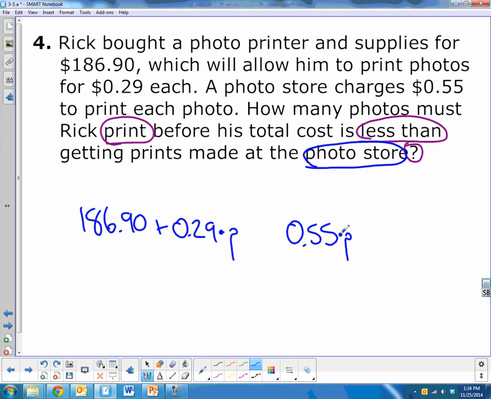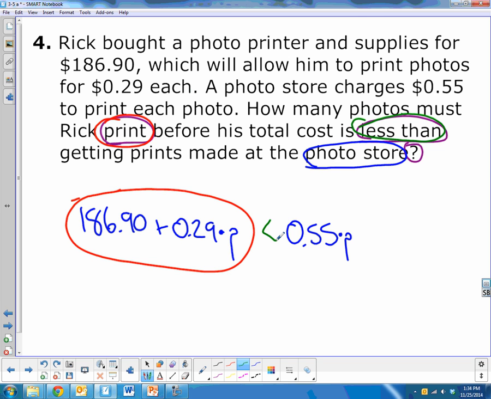Now, if I only print one photo, it's a lot cheaper to get one photo printed at the photo store than to buy the actual printer. But we want to know, for Rick, when the printing will be less than the photo store. So that's our question. That's our inequality. We've got the printing situation on the left side. We've got the photo store on the right side. And it told us what symbol to put in between, less than.